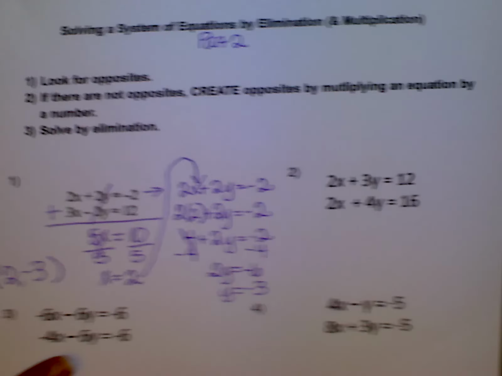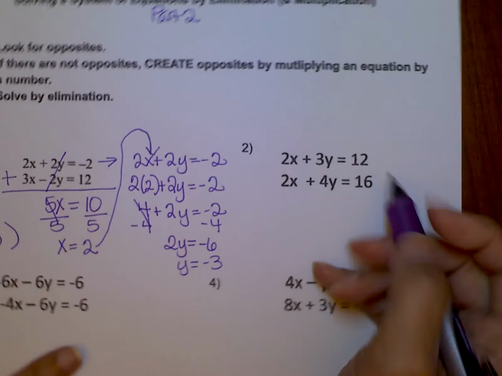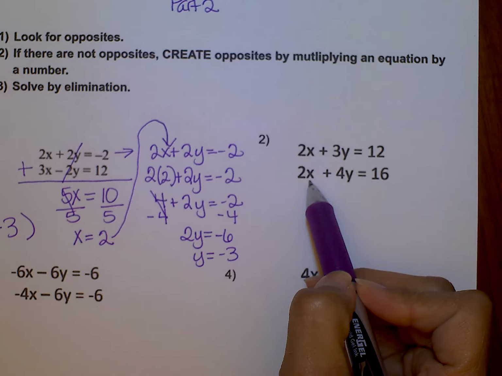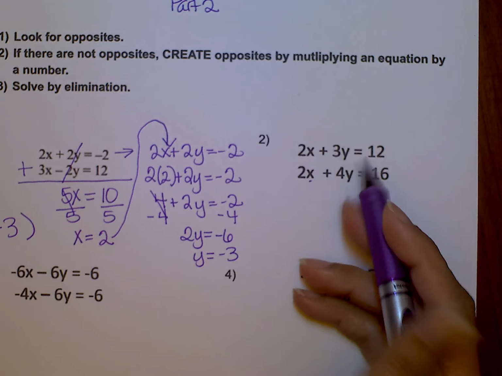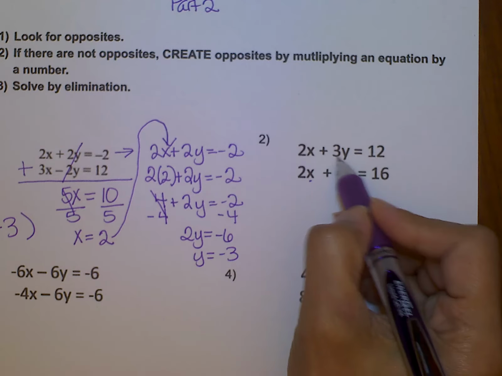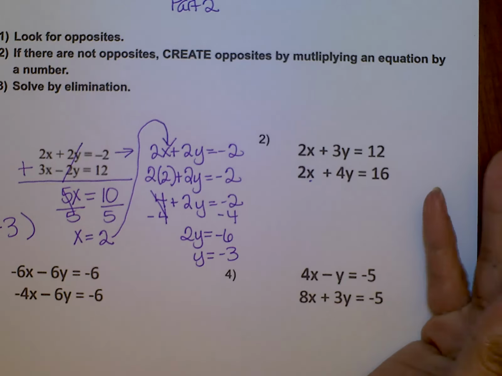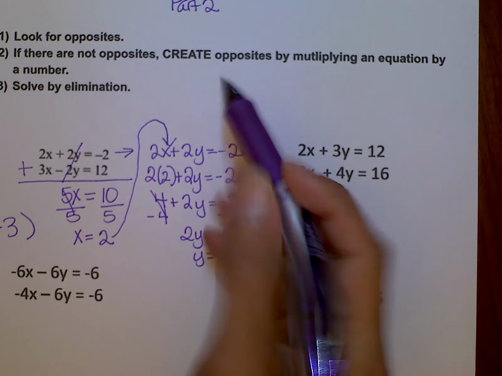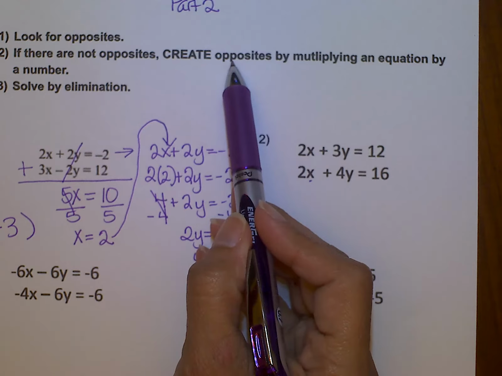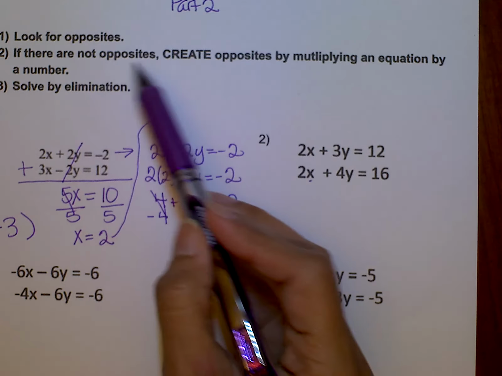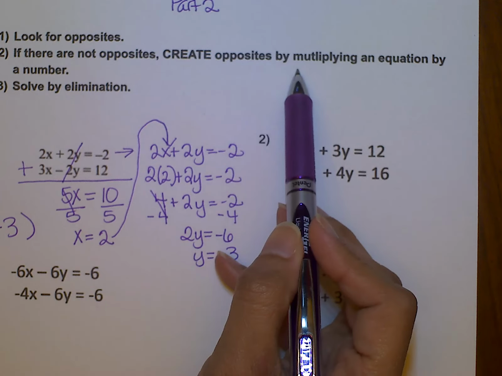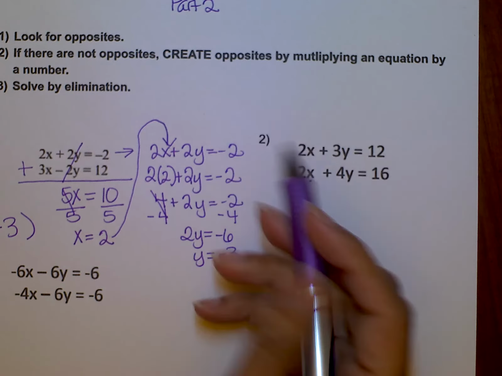And that's the type of problem that we did on Monday. Now, coming over here to number 2, we do not have any opposites. I've got a 2x and a 2x, but one of these really needs to be a negative. 3y and 4y, well, those are completely different numbers. So we're going to have to actually create some opposites. So if you do not have opposites, you will have to create opposites. How? By multiplying an equation by a number.